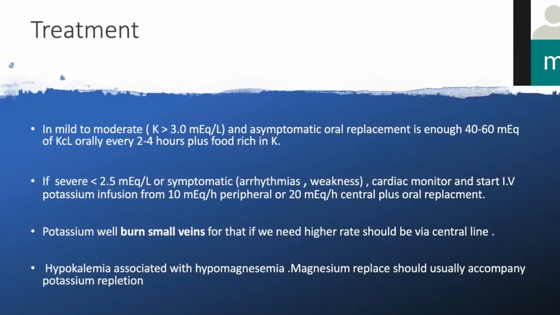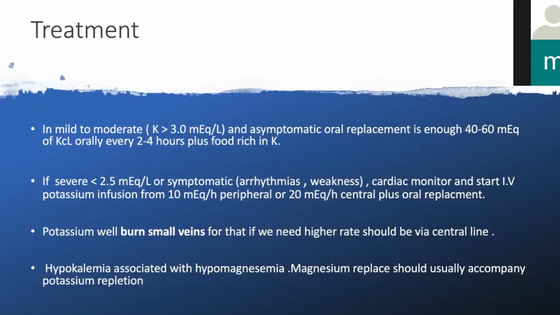So if your patient has mild to moderate hypokalemia, with potassium more than 3, and is asymptomatic, this is very important, oral replacement will be enough. So no need to have your patient on IV replacement. So oral replacement plus advising a high potassium diet like bananas, dates, and others. Again, if your patient is asymptomatic.